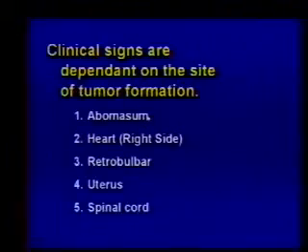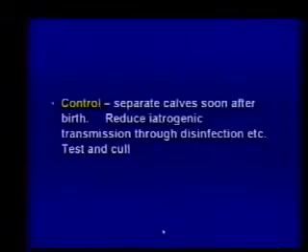If it's the abomasum, we may get left displacement of the abomasum; the heart, right heart failure; retrobulbar, we may lose the animal because the eye has to be enucleated. The uterus, of course, is a reproductive problem. And if it's the spinal cord, then the animal becomes a downer, a paretic cow unable to rise.